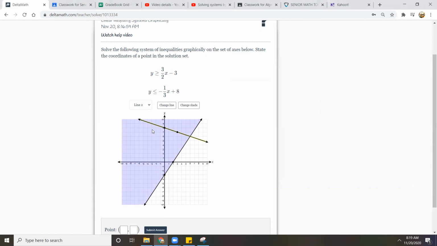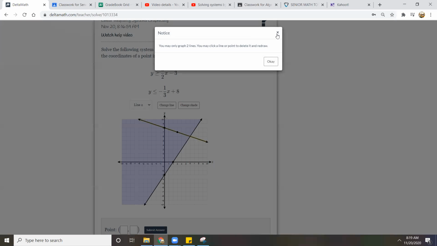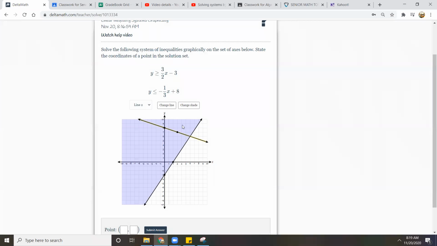Just make sure you're looking at this bottom line. When I click this change shade, notice it was shaded above, now it's below, which is what I wanted because it's less than.